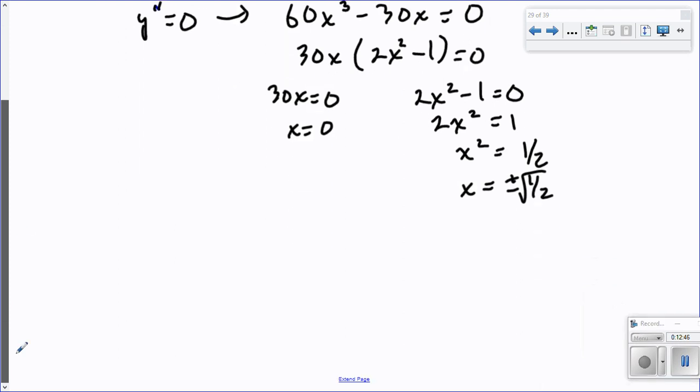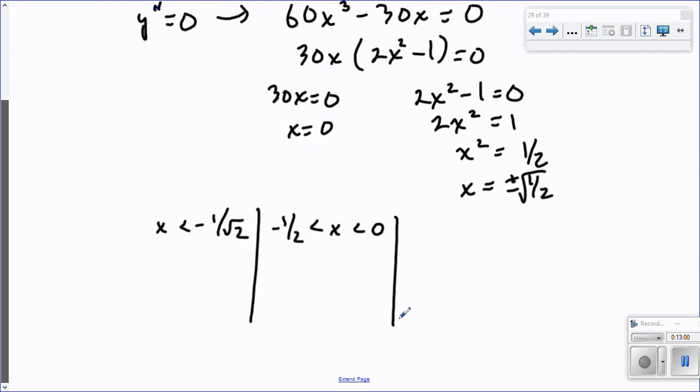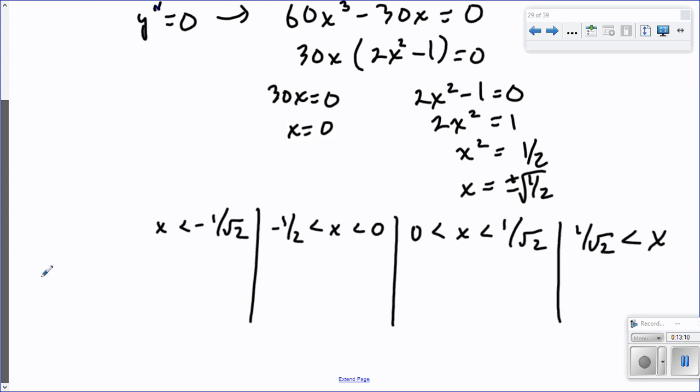I'm going to just do a final sign chart here for this. So I've got a sign chart when x is less than negative 1 over root 2, then the next interval, then from 0 to 1 over root 2, and then 1 over root 2 and beyond here. And I have to do my second derivative. My second derivative is going to be 30x times (2x squared minus 1). I'm going to use this one.